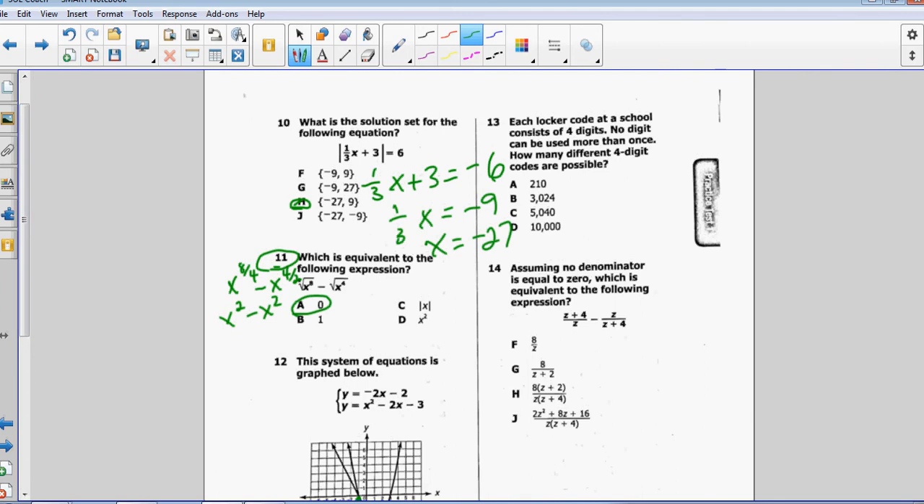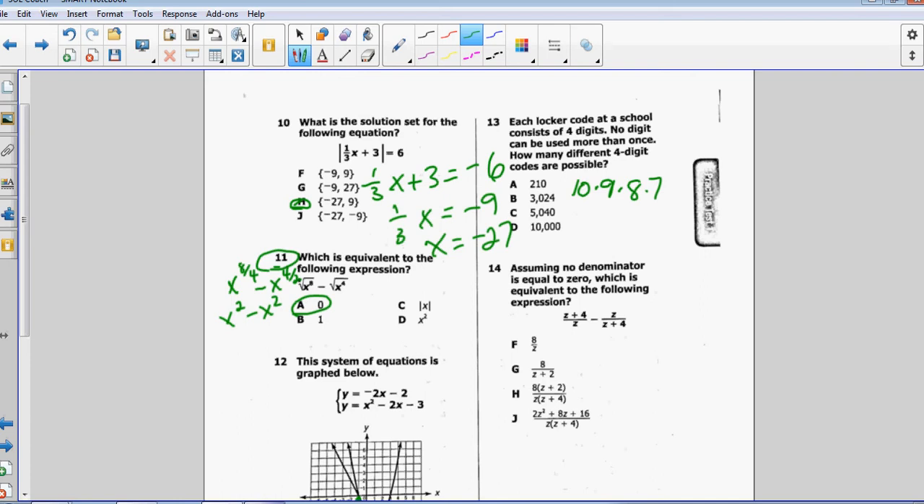Alright, in problem 13, each locker code has 4 digits and no digit can be used more than once. So for the first digit, you can choose between 0 and 9, so that would be 10 choices. But then you've already used a number up, so for the next one you only have 9 choices. And then the next one you only have 8 choices, and the next one you only have 7 choices.